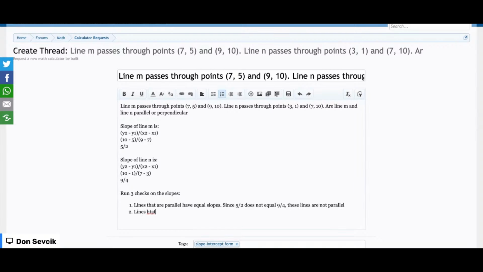Lines that are perpendicular have negative reciprocal slopes. So we'd flip this fraction and do negative. Since 9/4 is not equal to -2/5, the negative reciprocal of the slope of M, these lines are not perpendicular.